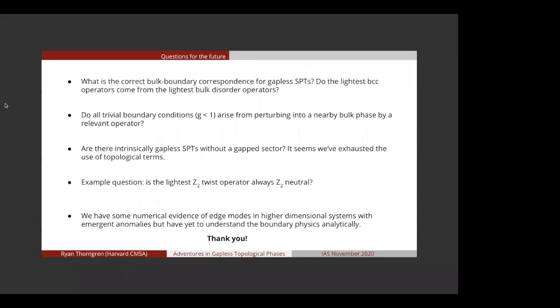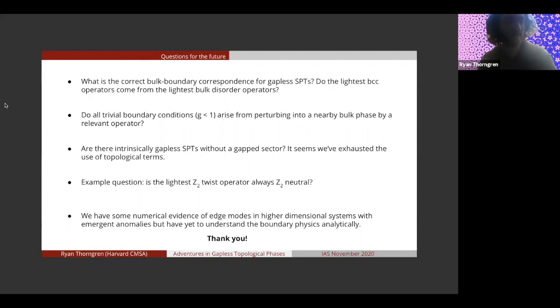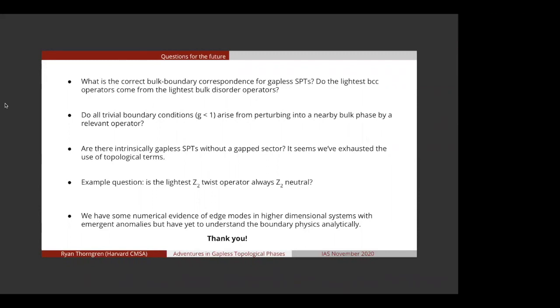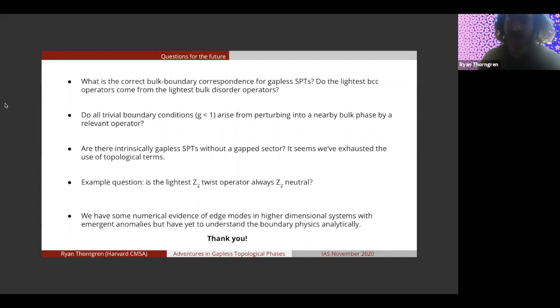Are there any questions? I have more of a comment than a question about the fourth bullet point here. So first of all, this is a clarification that the Z2 has to be non-anomalous for the question to make sense. That's right. Yeah, I think you assumed that at the very beginning of the talk.